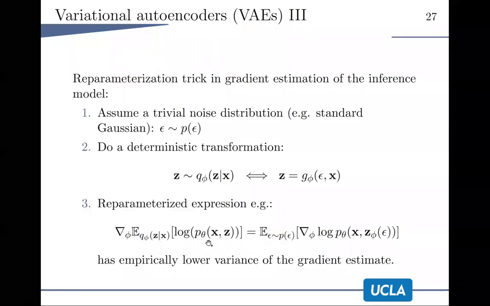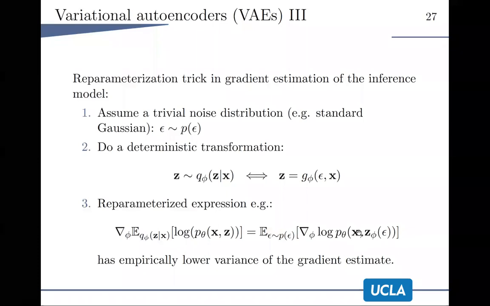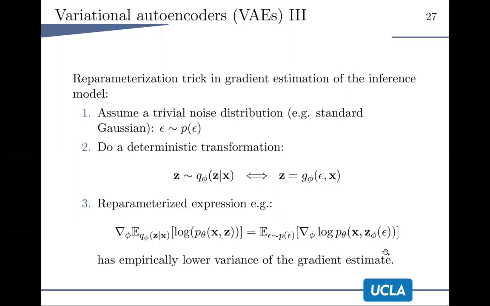So instead of just sampling over this q, we take an expectation over epsilon, and then we take the derivative of this part, the log of p(x, z_phi), where z is generated according to this noise distribution. And it has empirically lower variance of the gradient estimate.